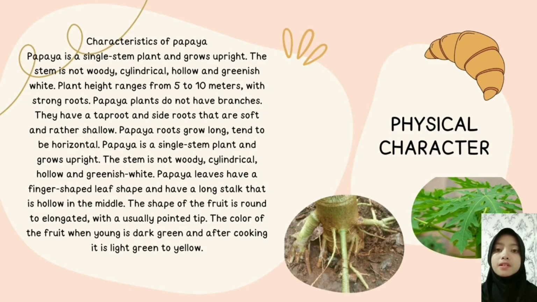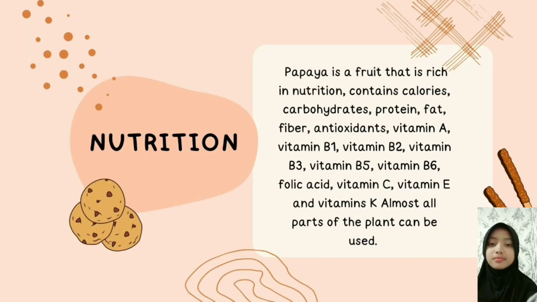Papaya leaves are finger-shaped and have a long stalk that is hollow in the middle. The shape of the fruit is round to elongated, usually with a pointed tip. The color of the fruit when young is dark green, and after ripening it is light green to yellow.